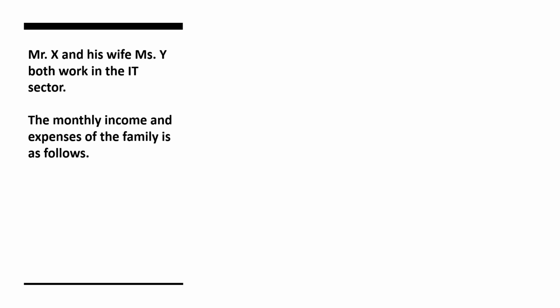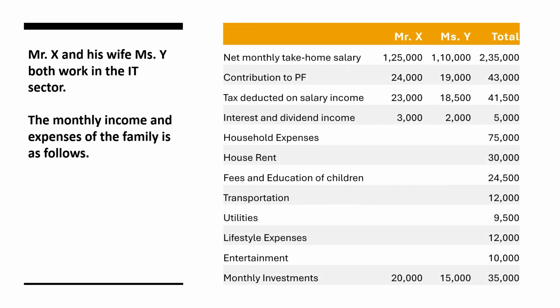So Mr. X and his wife Miss Y both work in the IT sector. The monthly income and expenses of the family is as follows. So here we have Mr. X, Miss Y and the total for the entire family. So we have net monthly take home salary, contribution to PF, tax deducted on salary income. We have interest and dividend income for Mr. X as well as for Miss Y, and then the total for the entire family.